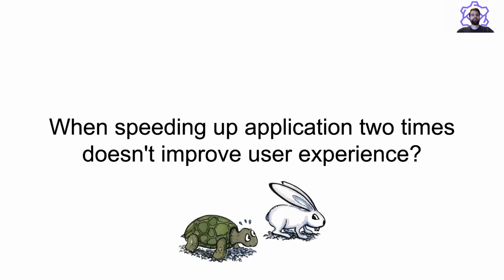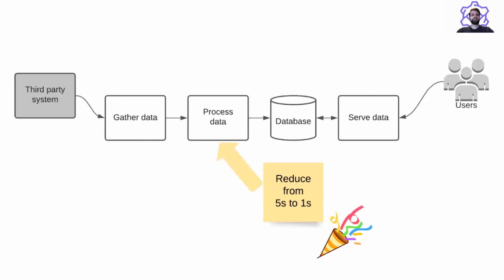When speeding up the application 2 times doesn't improve the user experience. Let's consider this simple example. We have our application, which gathers data from a third-party system over which we don't have any control. Next, there is a processing pipeline that makes some computations and saves results to the database. From it, results are served to the end user of our application. Engineers spot that implementation of a non-trivial optimization, which will take 2 sprints, can reduce the duration of the processing pipeline from 5 seconds to 1 second.